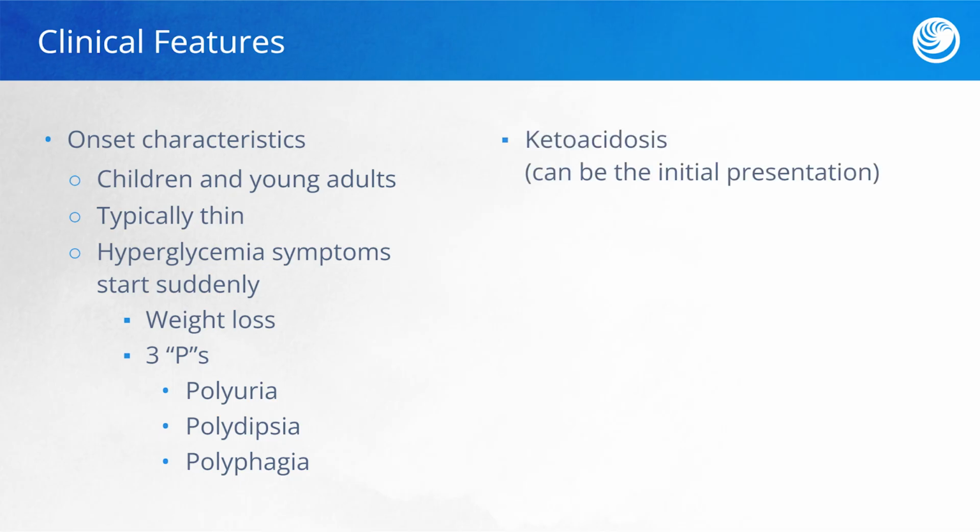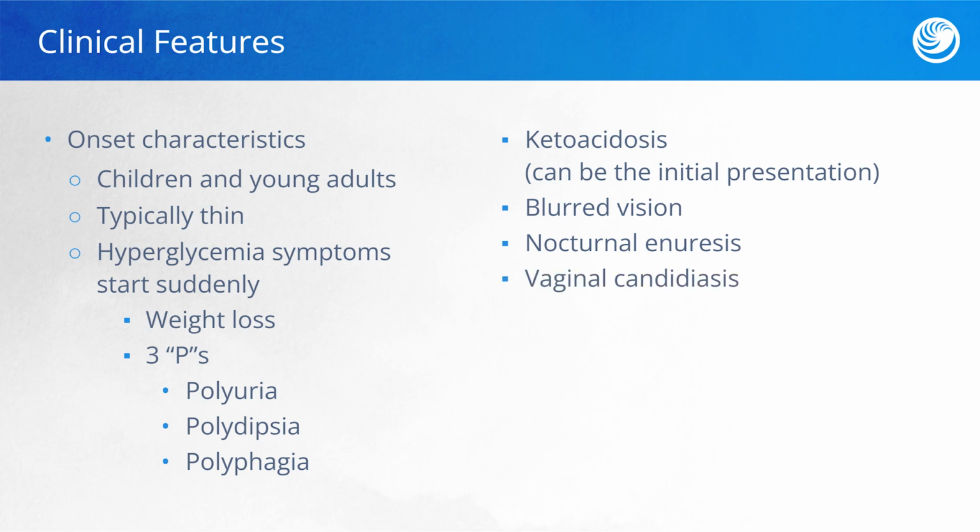Ketoacidosis is an acid-base imbalance. And what you'll see is your patient breathing very fast, very deep. And they'll have a fruity breath blowing off those ketones. They could have blurred vision. They could have nocturnal enuresis, so they're up peeing all night long. And possibly they might have yeast infections because think of all that sugar in their body. That's a great food for yeast.